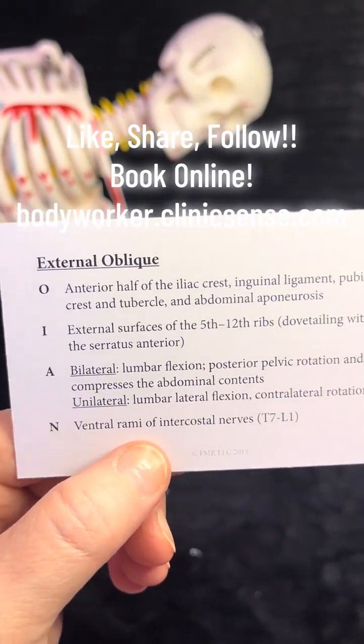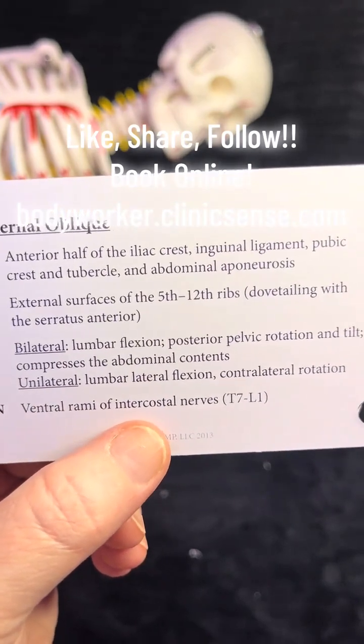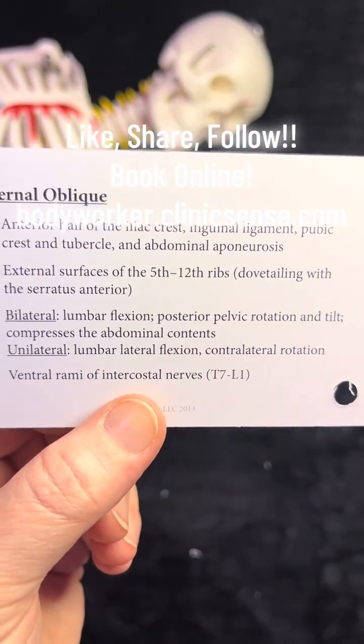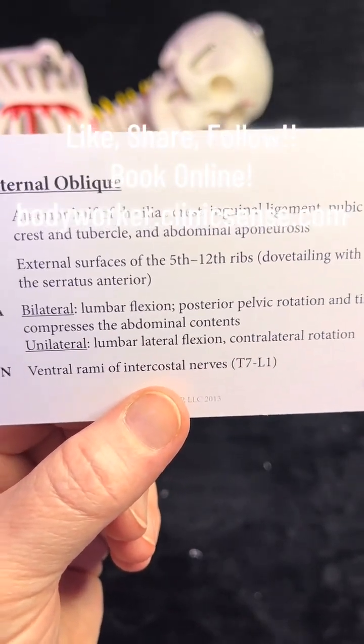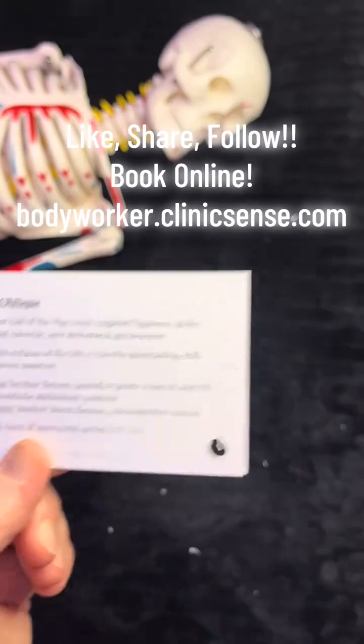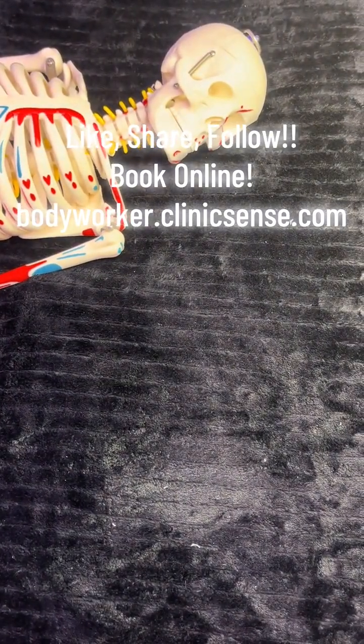And the nerve that innervates it is the ventral rami of the intercostal nerves from T7 to L1, so right at the base of your neck and the top of your rib cage area. So let's look at the skeleton guy and see what we can learn.